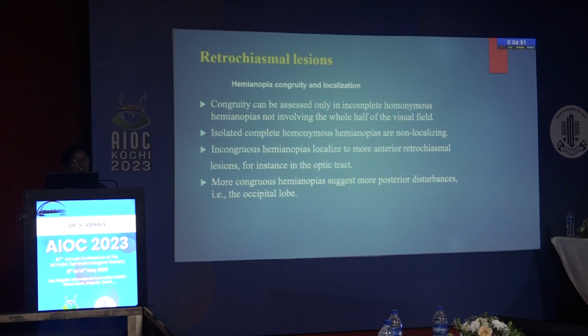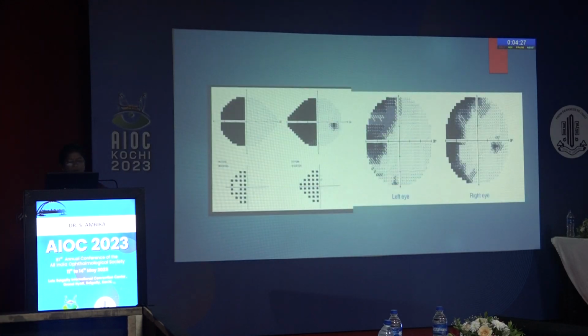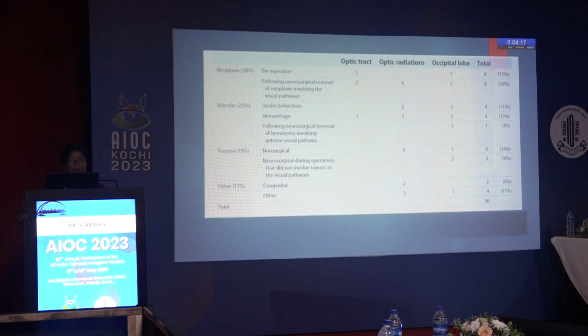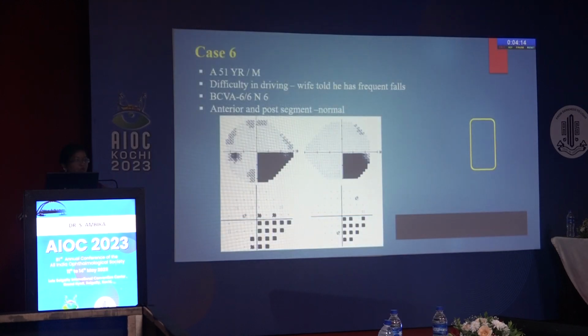Coming to the retrochiasmal lesions, hemianopia, you have to look into the congruity of the hemianopia, because any complete isolated homonymous hemianopia is non-localizing. Incongruous hemianopia will localize. The more anterior the lesion is, you will get an incongruous defect, and the more posterior the lesion is, you will get a congruous defect. So this is a complete left homonymous hemianopia, and this is an incongruous left homonymous hemianopia. So coming to the cause, you could read up in the textbooks, which is mostly vascular followed by trauma.